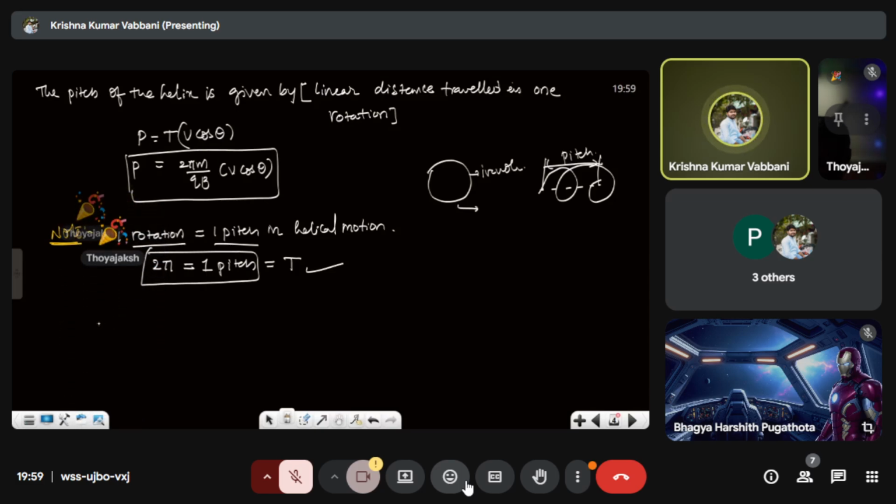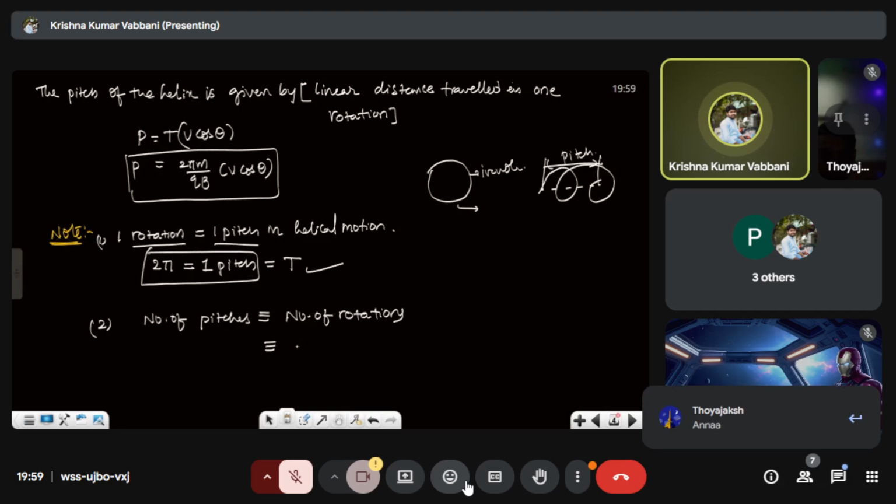And the second point, number of pitches equals number of rotations. Now, I have said the same. So they will give the number of pitches, and we have to convert it to the number of rotations. So what is the number of rotations? Number of rotations is nothing but number of repetitions.